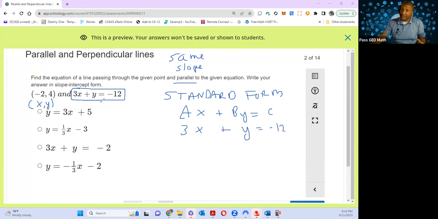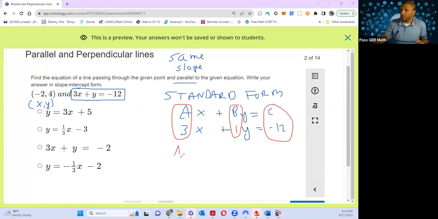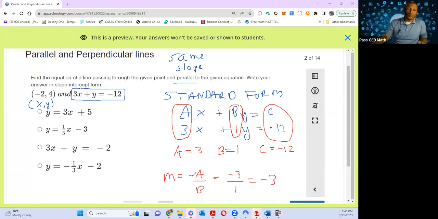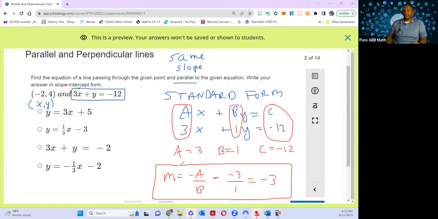Again, this takes practice. Doesn't take a whole lot of practice. My a is 3. My b is, when you don't see a number, it's what? 1. My c is -12. In order to find the slope, I take the opposite of a and put it over b. If a is 3, the opposite of a is -3. -3 over 1 is -3. So the slope of this line is -3. Does everybody understand that?